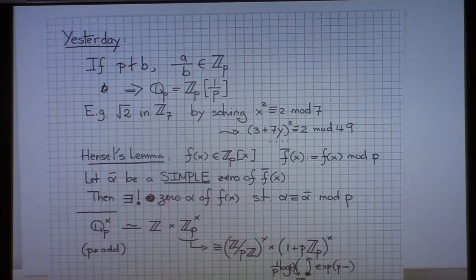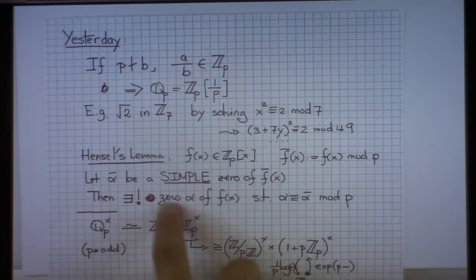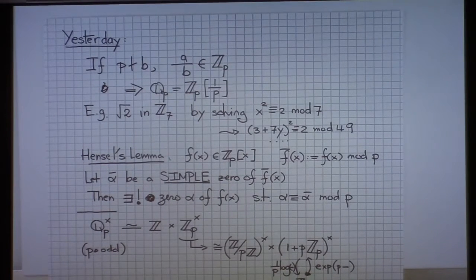And then a generalization of all this argument is Hensel's lemma. Namely, if you have a polynomial f(x) with Z_p coefficients and take its reduction f bar, and suppose that this f bar has a simple zero, then we can lift this simple zero uniquely to an alpha in Z_p, such that this alpha is congruent to the alpha bar you started out with modulo p.